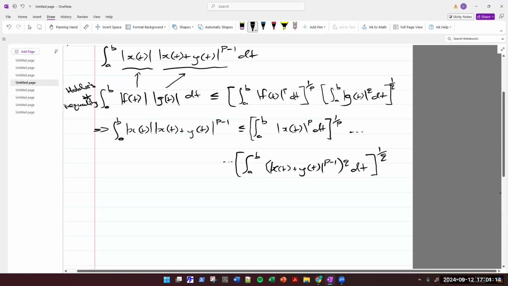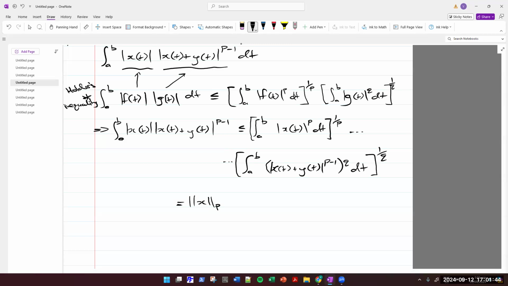Right? So I know what you're thinking. Okay, this is starting to look like a mess, but it will simplify out. The first thing to notice is that this term here is just the norm of x. That term there, that's just the p norm of x.